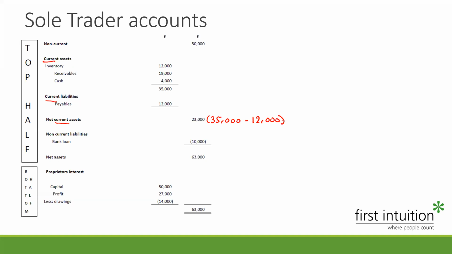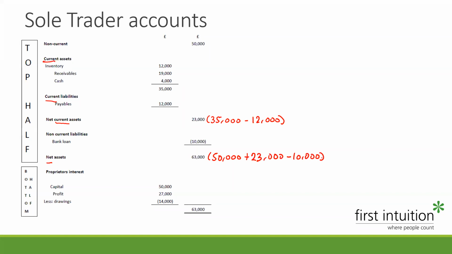We're now going to bring in the overarching style. We've got non-current liabilities to consider now. In this instance, we've just been given a bank loan of £10,000. And then we're told about net assets. So again, you can probably see where these figures are starting to all tie in together. So 63,000, and we've got that from our non-current asset figure of £50,000 plus our net current assets figure of £23,000 less our £10,000 of non-current liabilities.